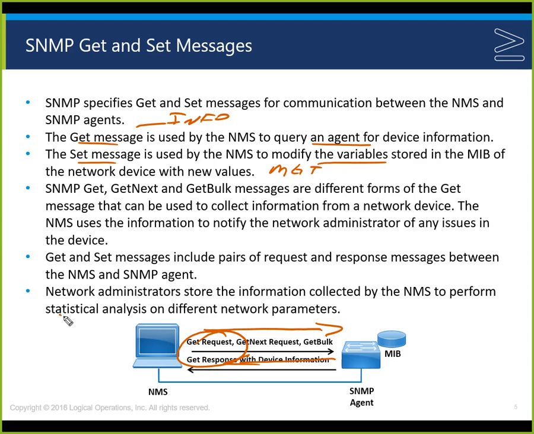Store information, perform statistical analysis and different network parameters, and things that you probably have thought about. What are you going to do? CPU utilization, disk utilization. Disk utilization is a big one because, as you know, on a Windows machine, if it runs out of disk space, it just quits working because it needs to be able to use disk capability to do a number of things.